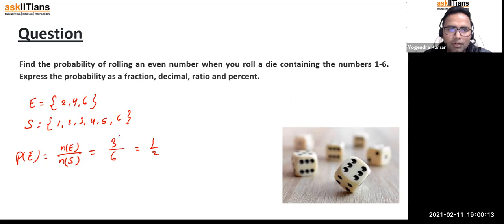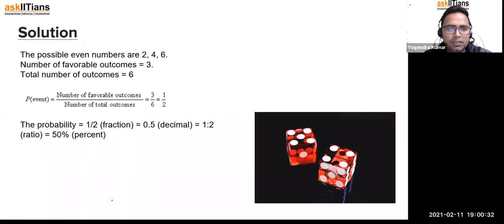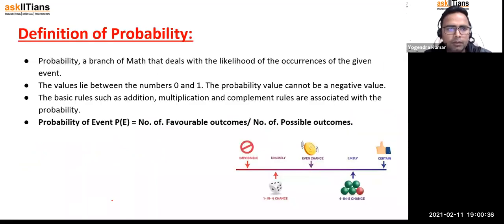If they want it as a fraction, we got it. Decimal is 0.5, ratio obviously 1 by 2, right? Then percentage: 1 by 2 into 100 will be 50%. So 50% probability, right? Like this we will give the answer. I hope you got it, right? This is what we do.